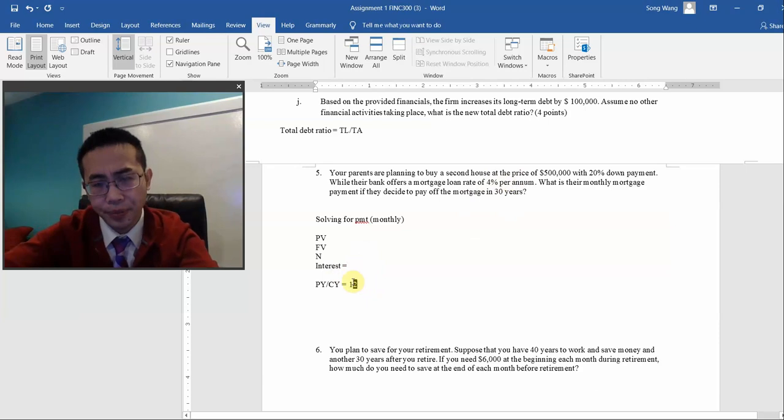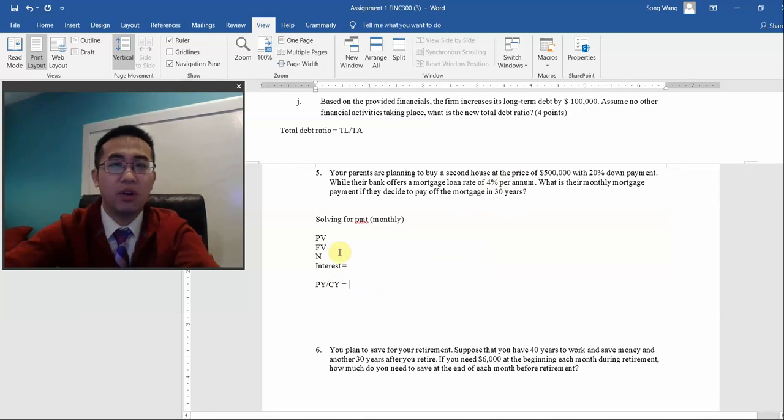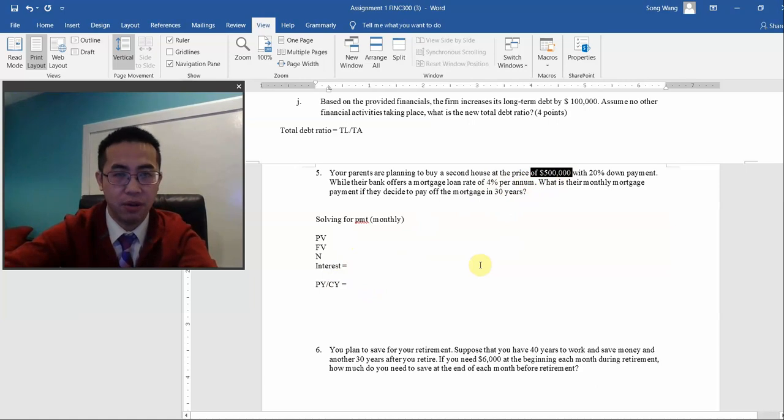So anyways, for the present value of the house, it's not the amount of the full price, it's the amount of how much ever you are borrowing, and that is the amount you are financing. So basically you are not financing $500,000, you're only financing the part after the down payment. You're only financing the 80% of $500,000, because the other 20% was already paid off.